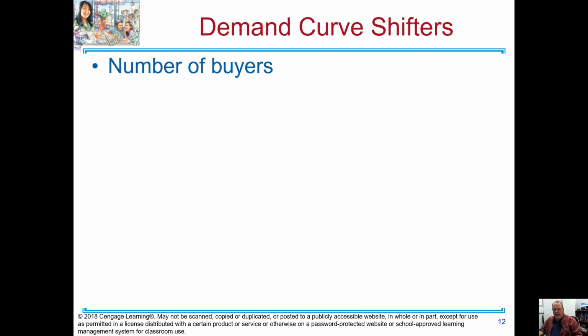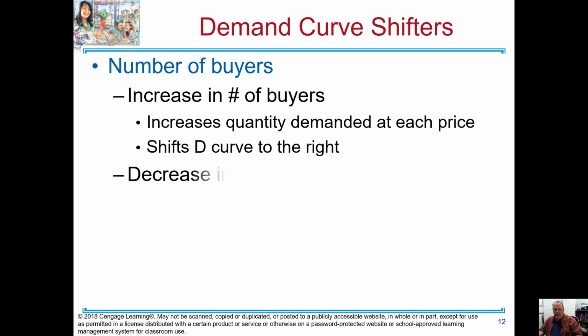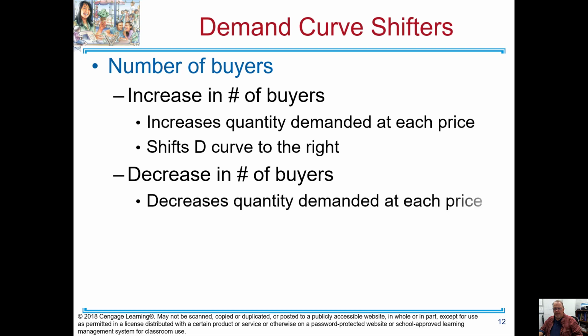The first one is the number of buyers. If there's an increase in the number of buyers, there'll be an increase in the quantity demanded. The curve will shift to the right. Remember, it doesn't matter if it's supply or demand: if there's an increase, the curve moves to the right. If a decrease, it moves to the left. And if there's a decrease in buyers, the D will move to the left.